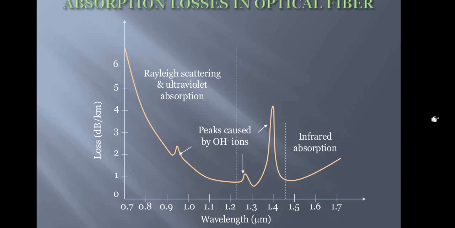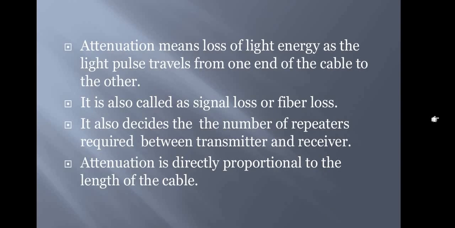So these are the losses we have, students, based upon attenuation. So basically, what is attenuation, students? Attenuation means the loss of light energy as the light pulses travel from one end of the cable to the other end of the cable, right? So light energy needs to pass from one end to the other end.